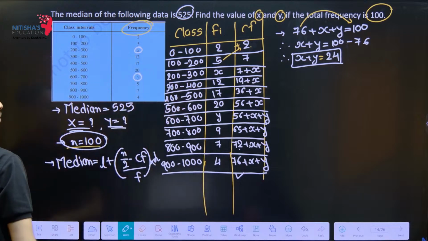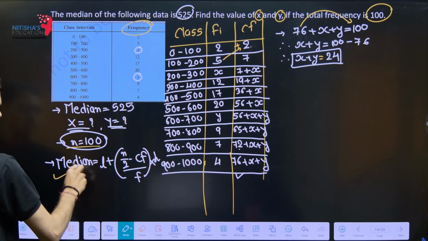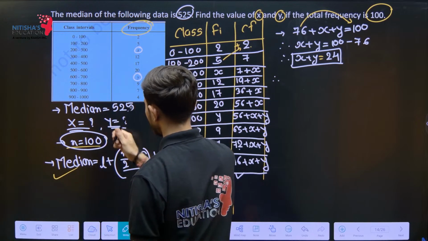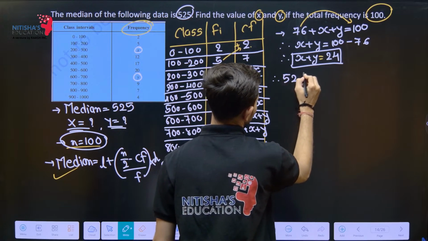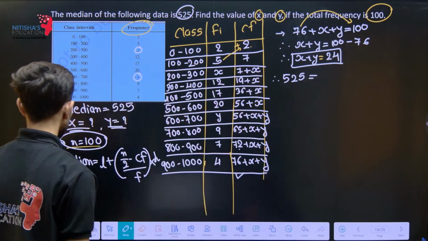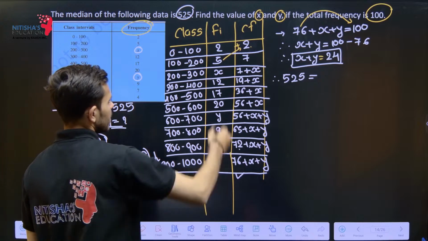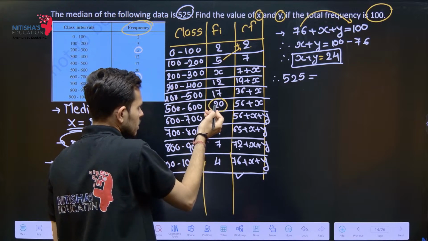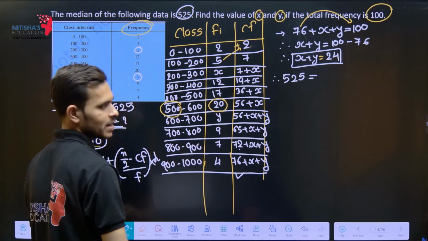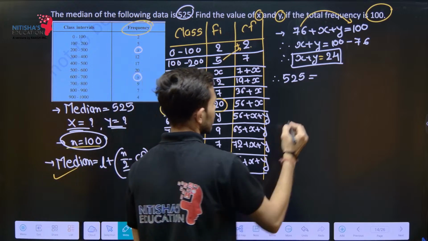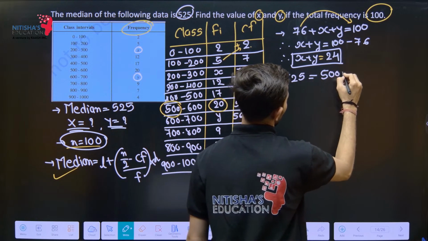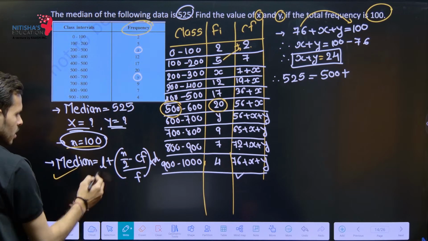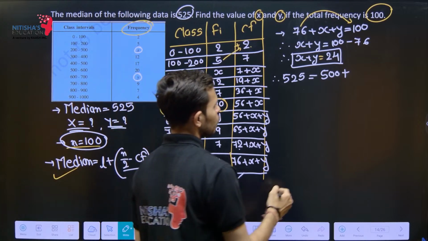Now what we can do, just place the values in this median's equation. So we already have the median value, 525. So 525 is equal to L plus. Which is the highest frequency? This is 20. So the lower limit of the highest frequency we will consider as L. So here L will be 500 plus, next is n upon 2. So n we have is 100. If I divide 100 by 2 it will be 50.